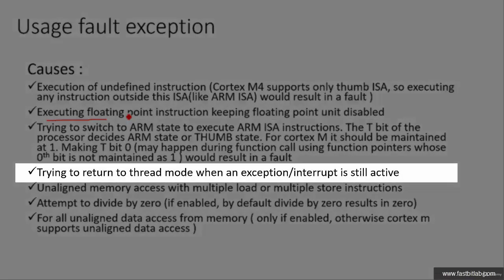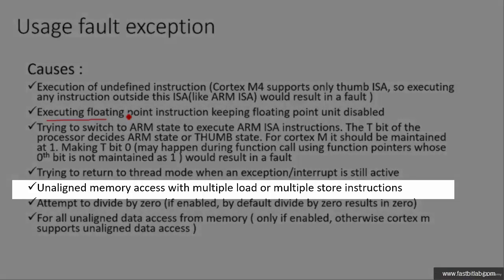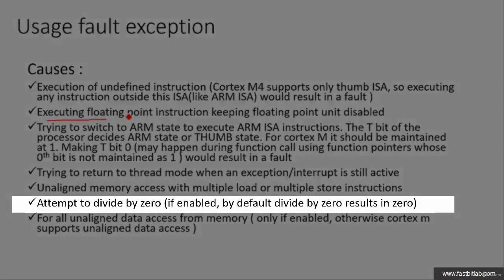After that, trying to return to thread mode when an exception or interrupt is still active. Unaligned memory access with multiple load or multiple store instructions. This would result in a usage fault exception. And after that, attempt to divide by 0. This will cause a usage fault exception, but only if the divide by 0 trap is enabled. Otherwise, the result of divide by 0 by default will be 0.